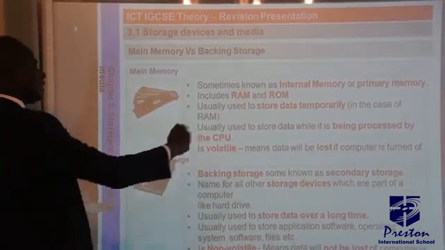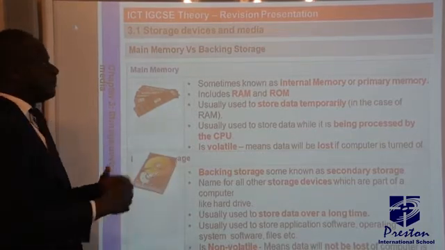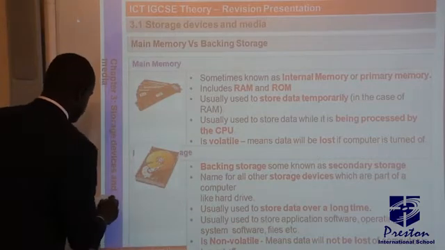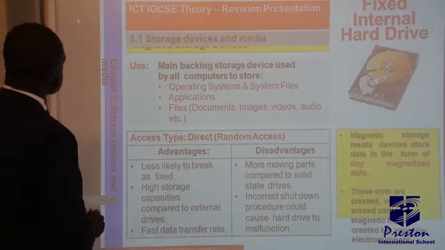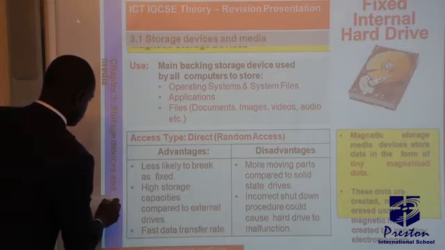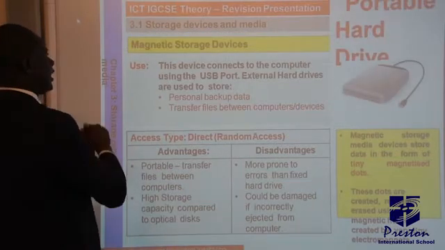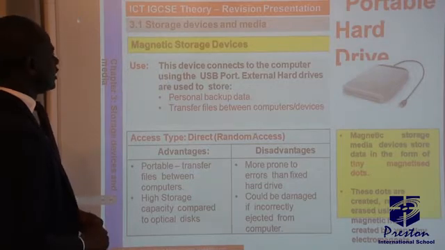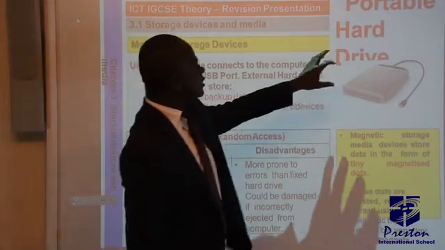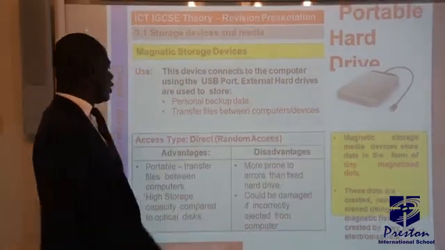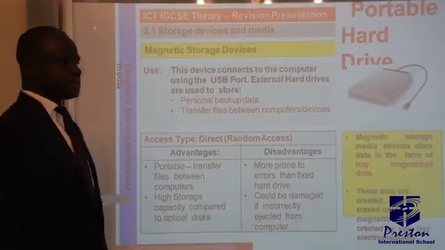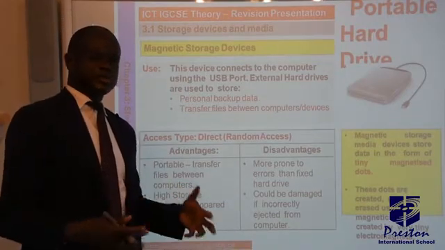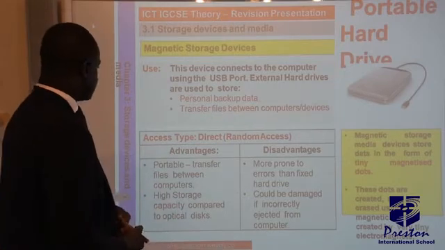Okay? This is the comparison between main memory and backing memory, which we're talking about today. We'll just move on. Okay? So we'll look at magnetic storage devices, and we'll be talking about portable hard drive. Most of you know what a portable hard drive is. It's like your hard drive, but you can move it around, and it contains almost the same space as your hard drive.